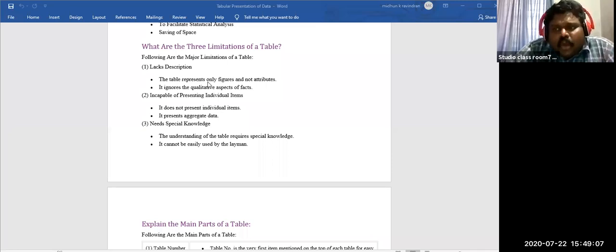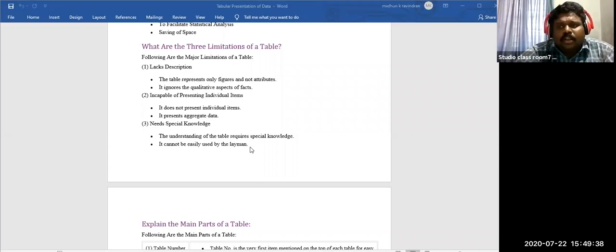Next one, special knowledge is needed to read and understand a table. It cannot be easily used by a layman. A person who is not that educated, or whose field is not related to statistics, will take some time to understand. Layman here means an ordinary person.